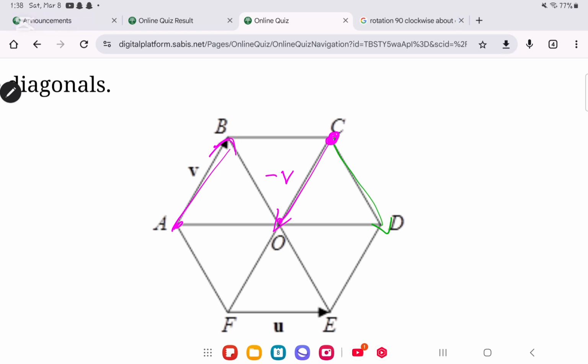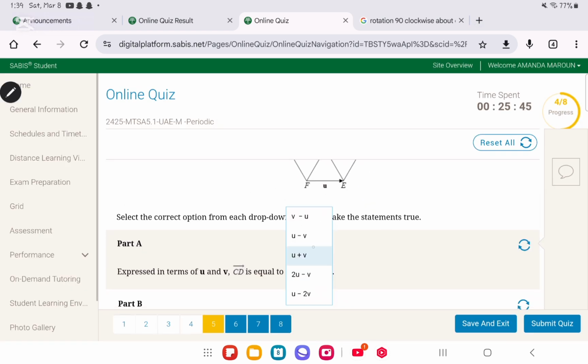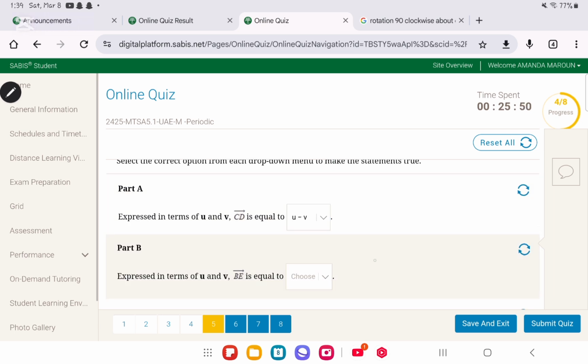Same thing with U. You will just translate it, you will move it to something that's parallel. This is also parallel, okay? So we move it over here and it's gonna be U, but we do not change its sign at all. Why? Because terminal and terminal have met. So very simply, CD is equal to minus V plus U, or in other terms, U minus V. So if you go down and you click, it is U minus V. We move on to part B.